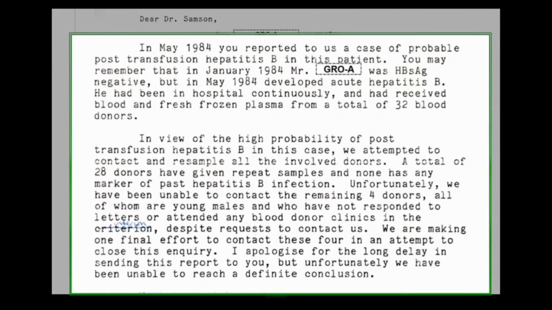Unfortunately, we've been unable to contact the remaining 4 donors, all of whom are young males and who have not responded to letters or attended any blood donor clinics in the interim, despite requests to contact us. We're making one final effort to contact these 4 in an attempt to close this inquiry. I apologise for the long delay in sending this report to you, but unfortunately we've been unable to reach a definite conclusion.